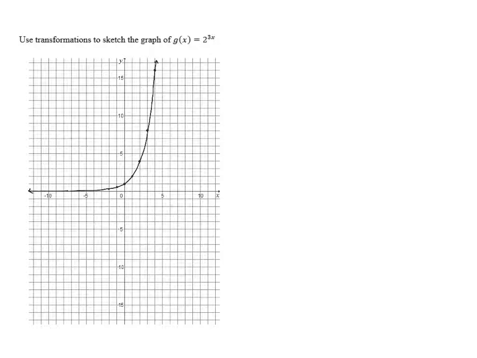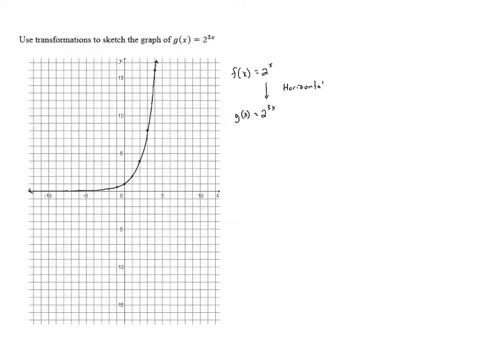Use transformations to sketch the graph of g of x equals 2 to the 3x power. Again, we'll start with f of x equals 2 to the x. Now, if we want to change this to 2 to the 3x power, what we need to do is replace x with 3x. And when we do that, this ends up being a horizontal shrink.